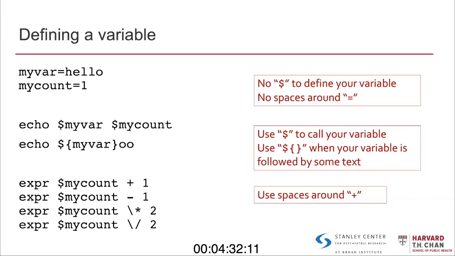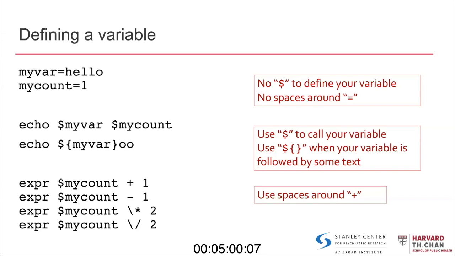Then, when you want to call this variable, you just need to use the $ character followed by the name of your variable. So for example, here, if I type echo $myvar space $myCount, it will output the value of these 2 variables. So here in this example, hello 1.